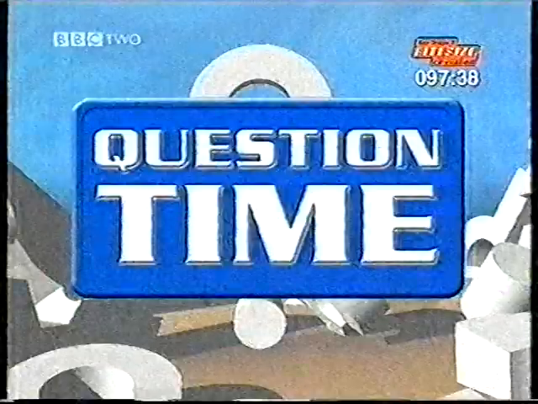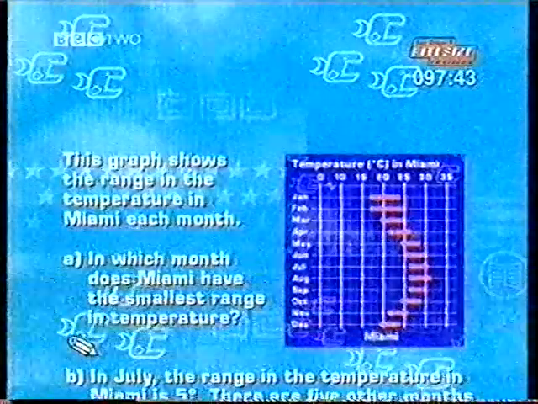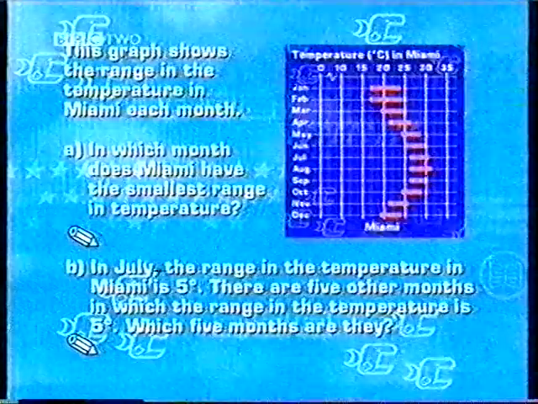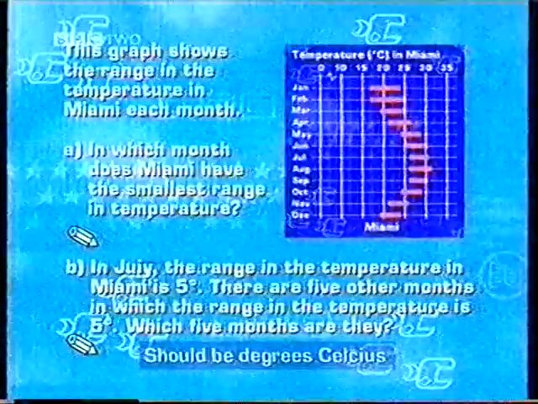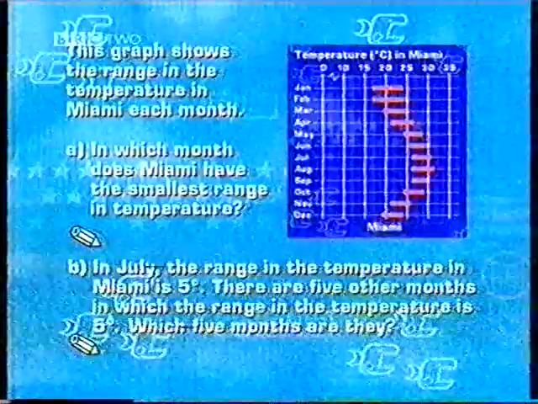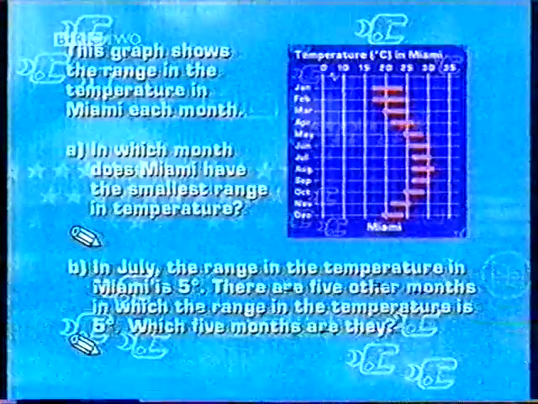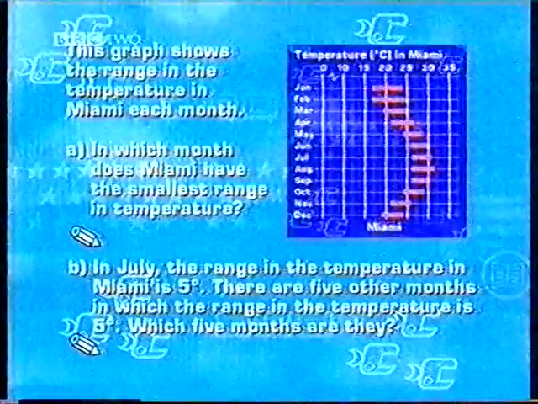Now, how about trying a question? This graph shows the range in temperature in Miami each month. For example, in January, the temperature ranges from 17 degrees centigrade to 24 degrees centigrade. Part A asks, in which month does Miami have the smallest range in temperature? Part B says, in July, the range in temperature in Miami is 5 degrees and tells us that there are 5 other months in which the range in temperature is 5 degrees. Then it asks, which 5 months are they?